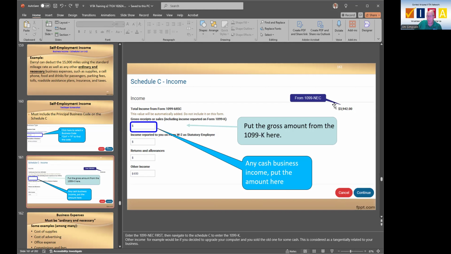Now, you've already put in the one that came from the 1099-miscellaneous. However, there is no 1099-K form. So you're going to pull out his 1099-K form, and you're going to put in here the amount from the 1099-K. Plus, he might say, yeah, I got another $650 in tips. You might put that in down here. Okay?